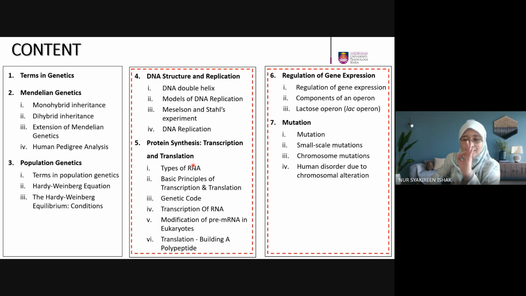RNA. There are 3 types of RNA: tRNA, mRNA, and also rRNA. We have seen these last semester. tRNA is transfer RNA, mRNA is messenger RNA, and rRNA is ribosomal RNA, a component of the ribosome. As we know, the ribosome is the organelle that is involved in protein synthesis.